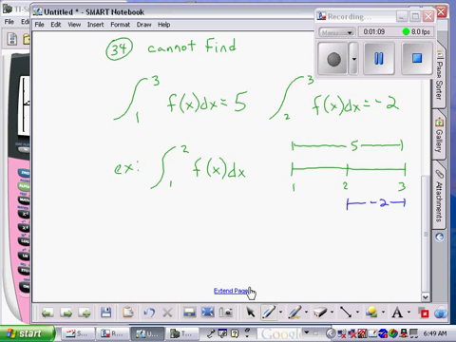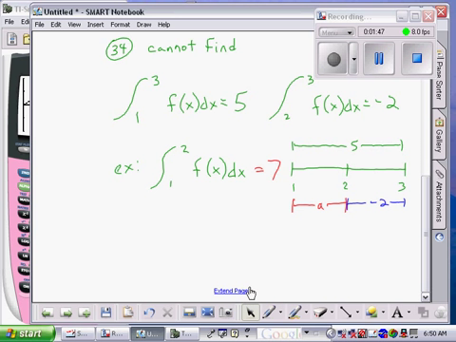Well, I know that if I add this number, whatever it may be, we'll call it A, if I add that to -2, I should get what is my answer? 5. So what can I add? 7. So the area under the curve from 1 to 2 would be 7. And that's simply because I know that the total from 1 to 2 and 2 to 3, I have that total. It's 5. So I know that if I add my answer to -2, I get an answer of 5.